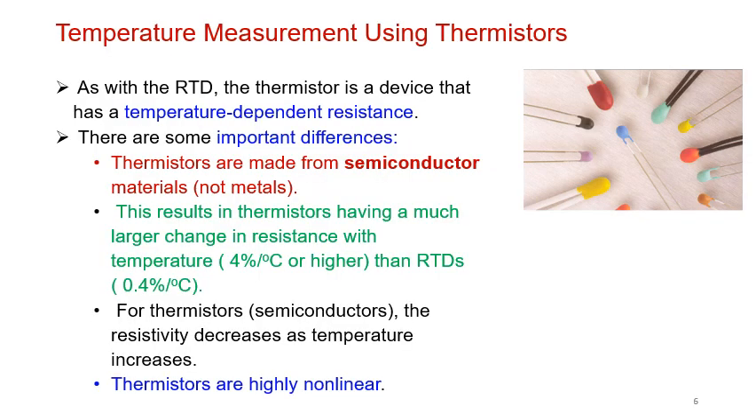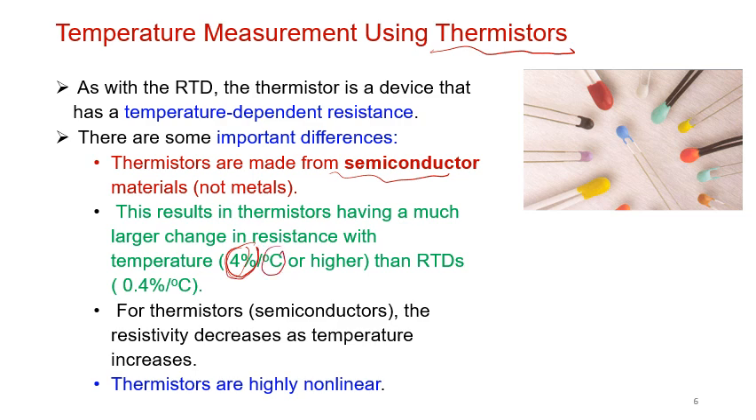Here is temperature measurement using a thermistor, meaning the sensor we are going to use is a thermistor. A thermistor is made of semiconductor material. For that, it's more sensitive to temperature. The percentage of change per degree Celsius is 4%, meaning 4% change per degree Celsius in the thermistor.